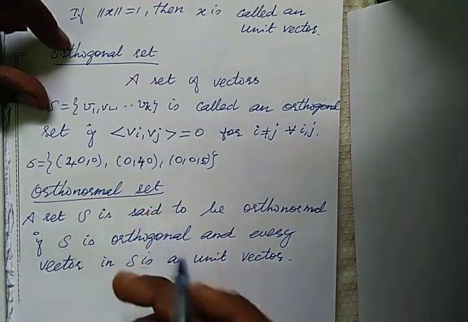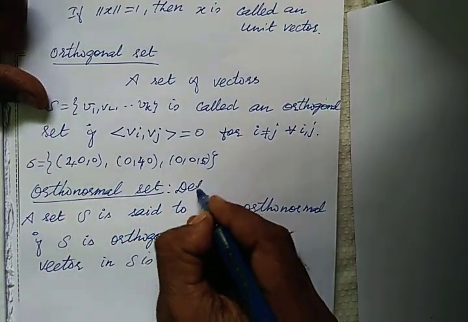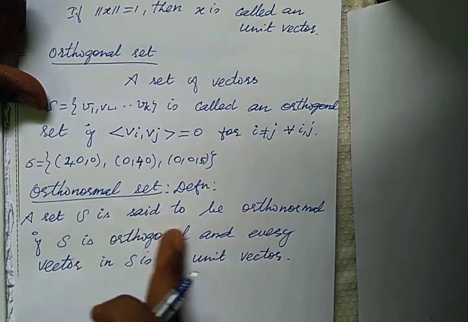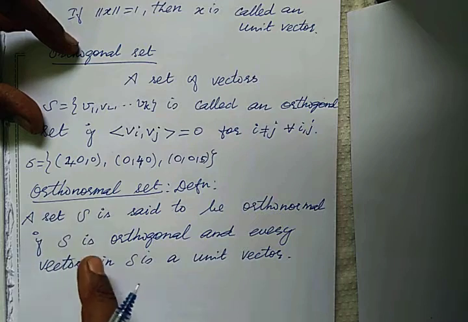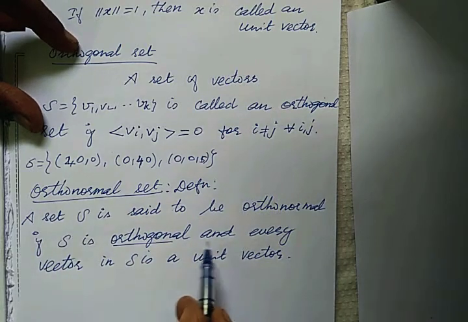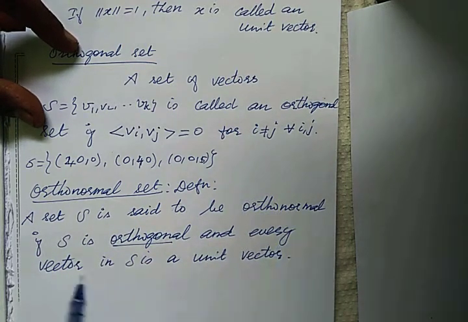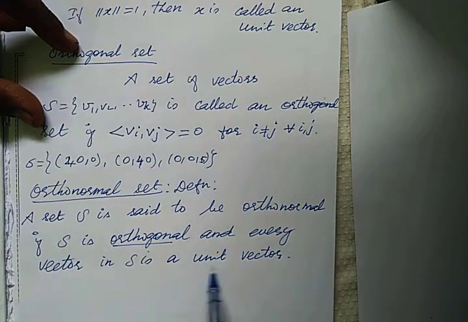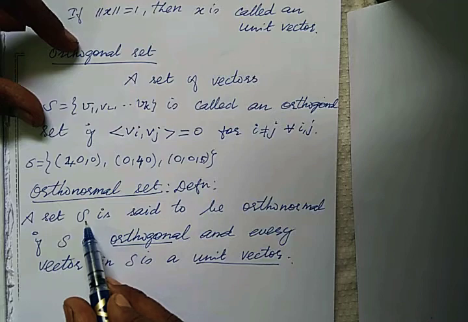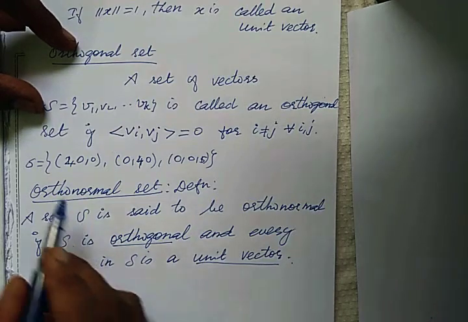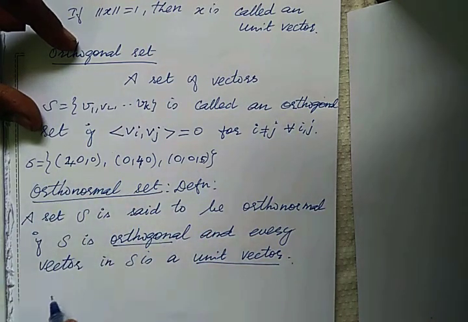Orthonormal set definition. These are all definitions. A set S is said to be orthonormal if S must be orthogonal and then every vector of this set must be a unit vector. Then we call this an orthonormal set.